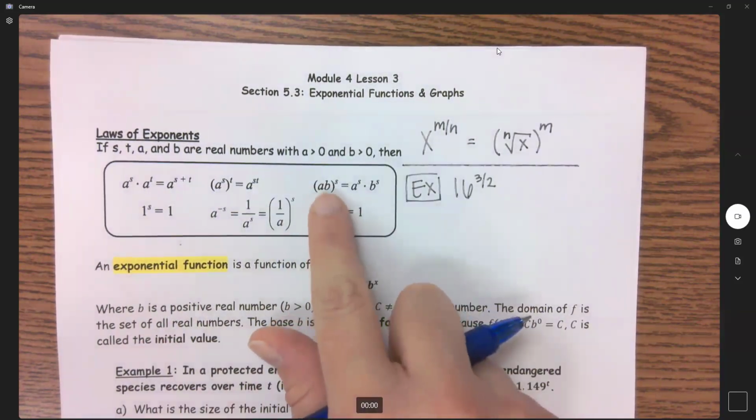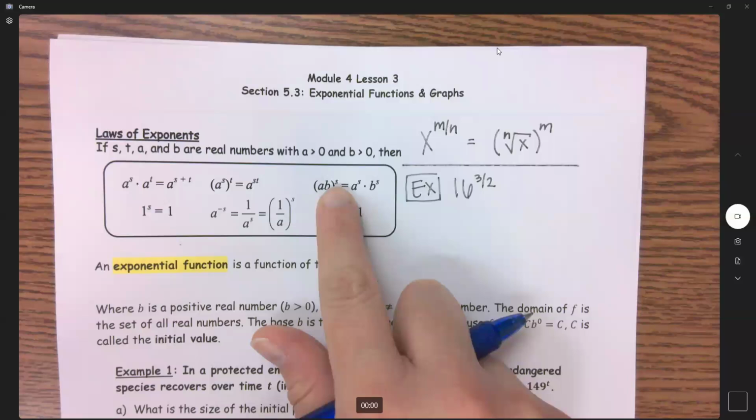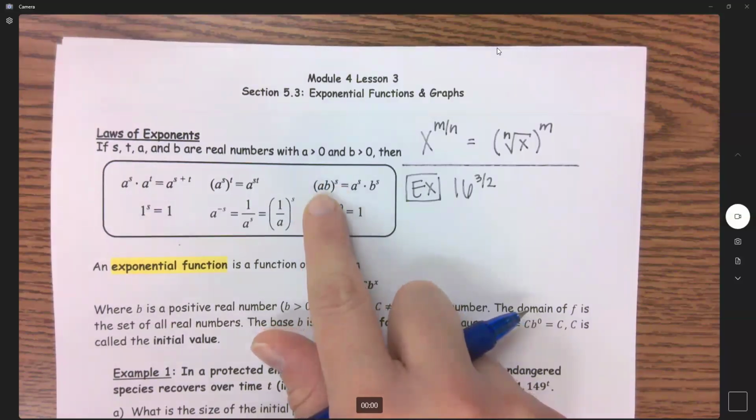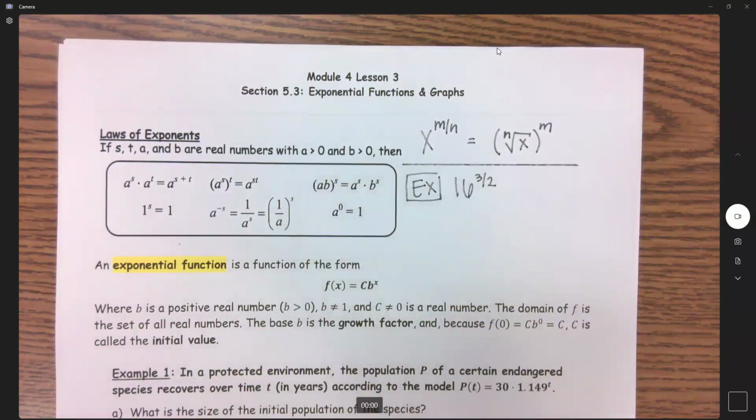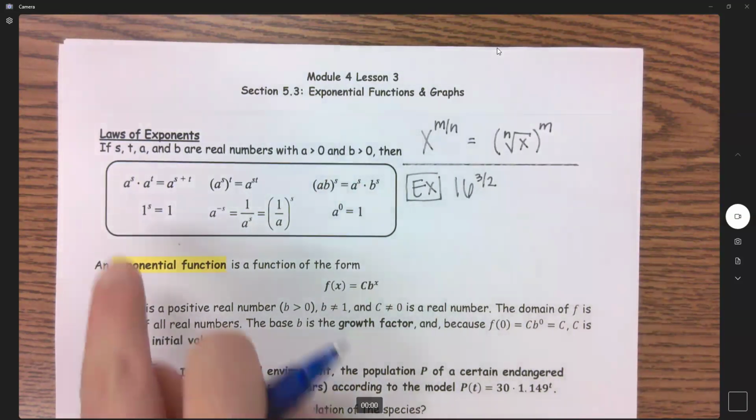If you have multiple things inside parentheses all to an exponent, and the things in parentheses are being multiplied, that's the key word there, being multiplied, for lack of better terms, you can distribute that exponent to everything inside those parentheses. Again, if everything is being multiplied together in those parentheses.